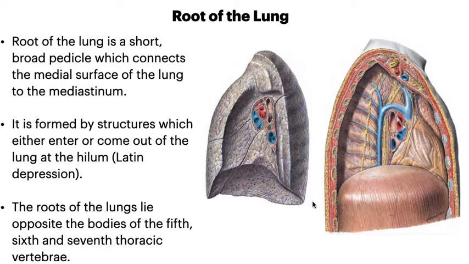A short broad pedicle here is connecting the medial surface of the lung to the mediastinum. This is the mediastinum, right? It's formed by structures which either enter or come out of the lung at the hilum, that is Latin for depression. The roots of the lung lie opposite the bodies of the fifth, sixth, and the seventh thoracic vertebrae.